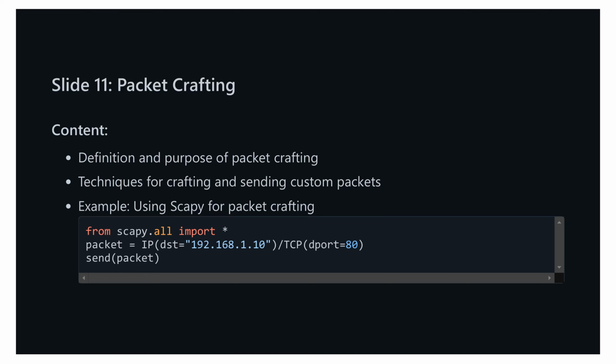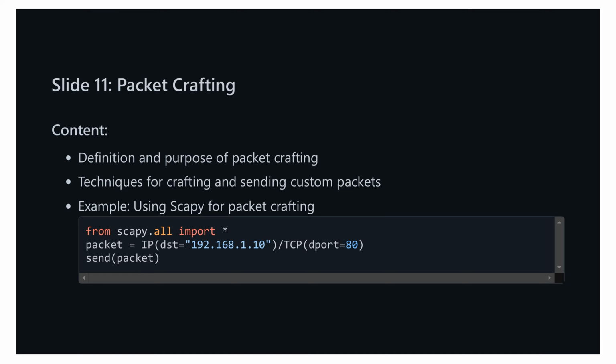One powerful tool for this is Scapy, a Python-based library. With Scapy, we can easily craft and send custom packets. For example, in the code snippet provided, we use Scapy to create an IP packet with a destination address of 192.168.1.10 and attach a TCP segment directed to port 80. This is a fundamental way to simulate web traffic to a target host. If we run this script, from scapy.all import *, packet = IP(dst="192.168.1.10")/TCP(dport=80), send(packet), it sends a crafted TCP packet, paving the way for deeper packet level analysis or testing specific responses from the target.